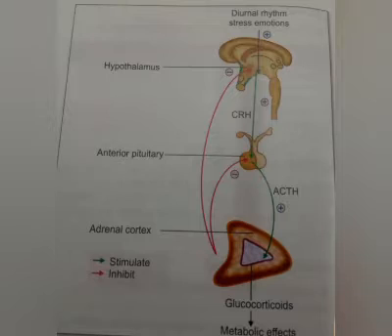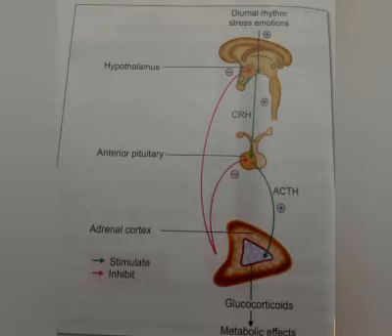anterior pituitary gland, which releases the adrenocorticotropic hormone. This adrenocorticotropic hormone stimulates the secretion of glucocorticoids from the adrenal cortex. In the figure you can see a green line that indicates stimulation, and the red line indicates the inhibitory action, that is, the feedback action.